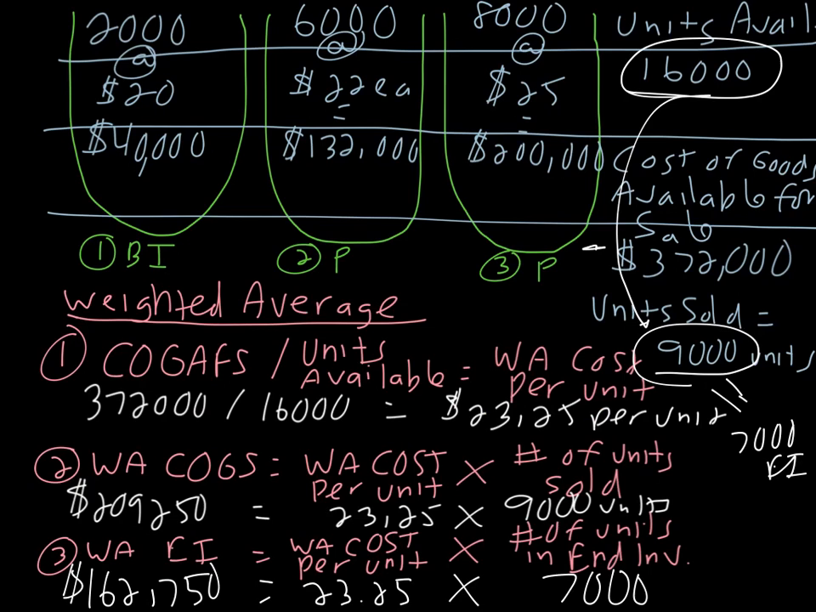That should be $162,750. So a couple things to keep in mind here is that these cost of goods sold amounts are always in dollars, ending inventory in dollars, unless it asks for something with units. And then this will just go right into your problem answer. And then cost of goods available for sale, that 372,000, is going to be the same for all three methods.